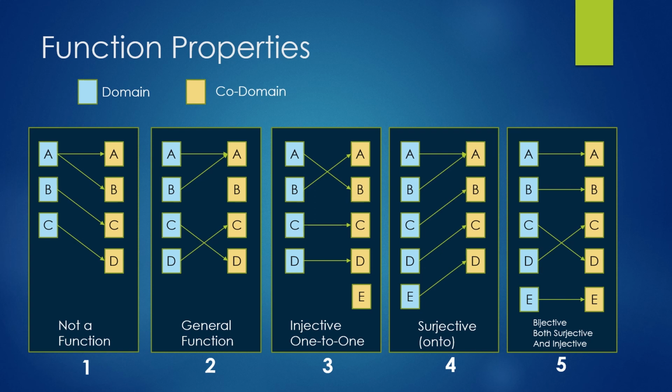When every single member of a function's domain maps to a member of its codomain, even if there's two members of the domain that map to a single member of the codomain, we call that surjective or onto. Finally, if it does both, if it maps one-to-one and it maps to the entire codomain, it is both surjective and injective, and we call that bijective. Bijective is very important, and I'll talk about that in just a second.